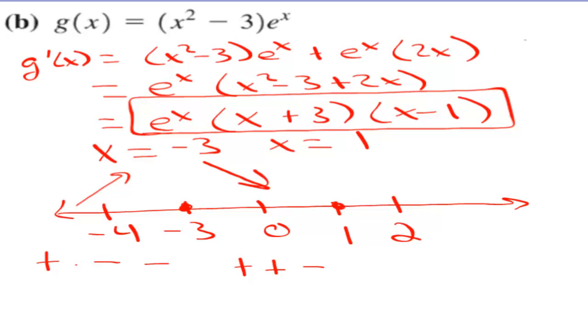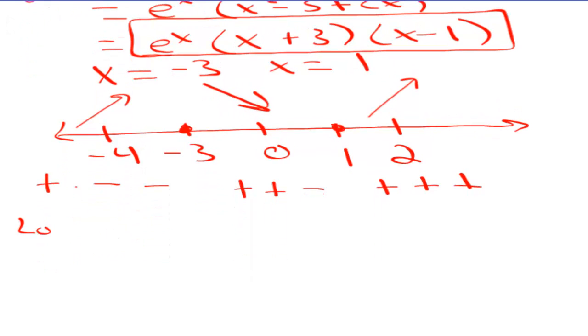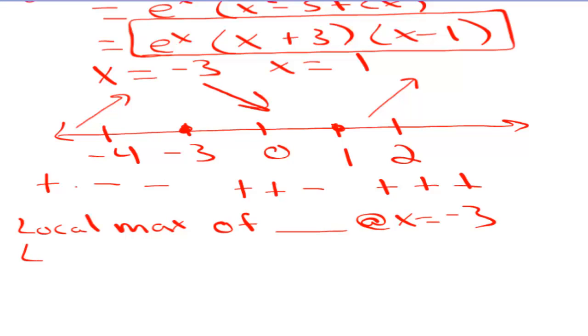Then at 2, let's plug 2 in. E squared is positive, 2 plus 3 is positive, and 2 minus 1 is positive. This function increases after 1. We have a local maximum at x equals -3, and we have a local minimum at x equals 1.